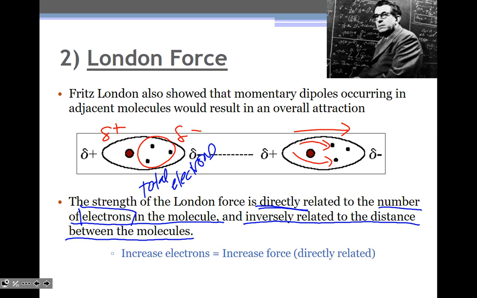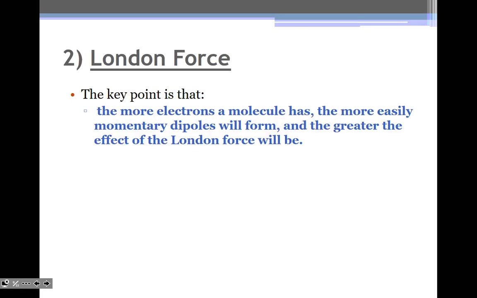Okie dokie. So increase in electrons is equal to increase in force, which is directly related, and an increase in distance is equal to a decrease in force. That's an inverse relationship. Okay, let's continue on. The key point is that the more electrons a molecule has, the more easily momentary dipoles will form. So this is the higher probability. The greater the effect of the London force will be. So obviously, it has a higher London force if it has a higher amount of electrons.